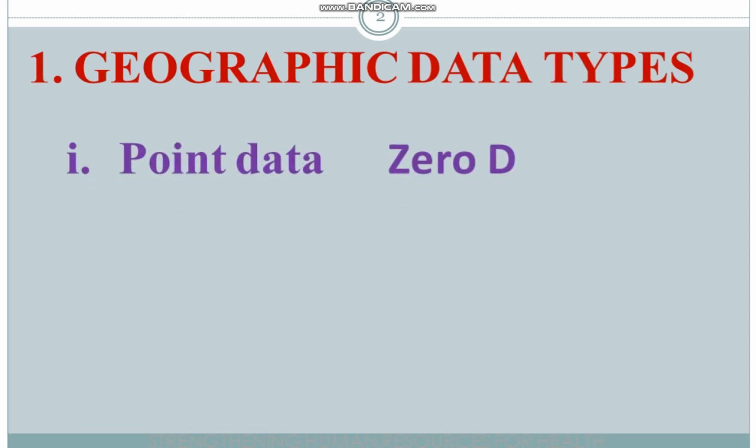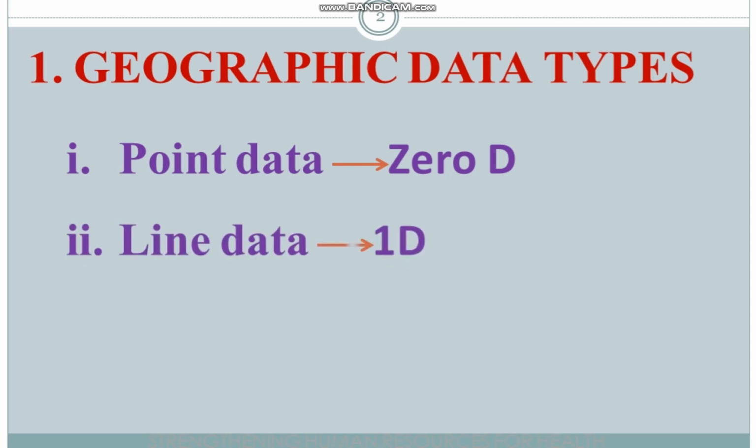So first we will see what point data means. Point data is data with zero dimension, put in the form of XY coordinates, but there is no length in space. Typical examples are meteorological stations like weather stations and sampling points, which can be put in the form of dots, a point that doesn't have dimension. The second one is line data.